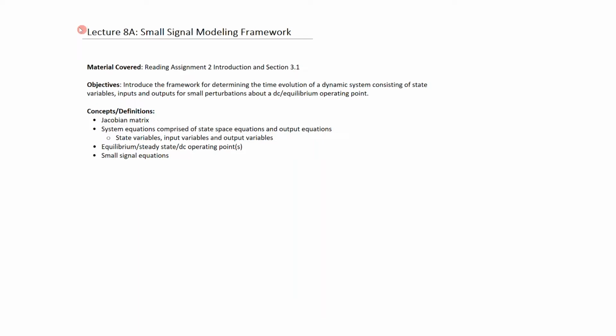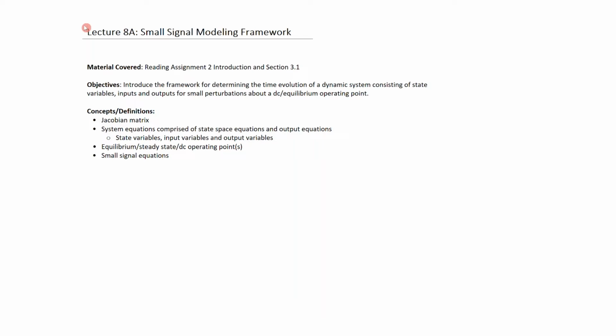system consisting of state variables, inputs and outputs for small perturbations or changes about a DC, or we sometimes call it an equilibrium operating point. So the concepts and definitions contained within this teaching module include the Jacobian matrix, which is something that's going to be new to you. So we'll spend a little bit of time just describing it at a high level. Later on in the course, we'll be looking at it in more detail for different situations.